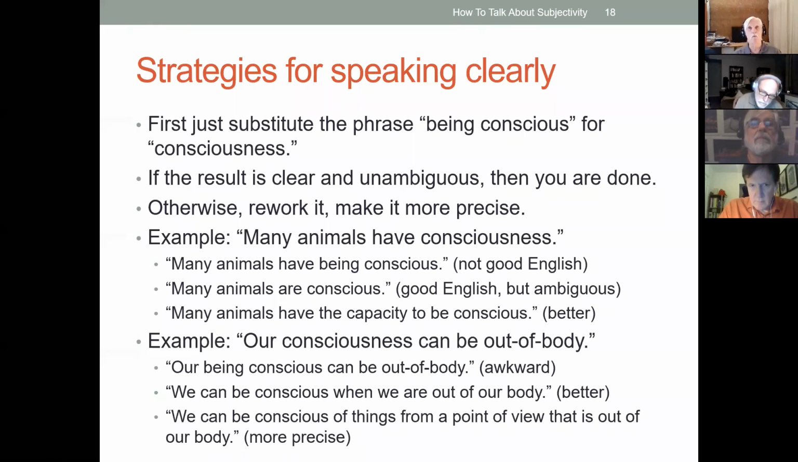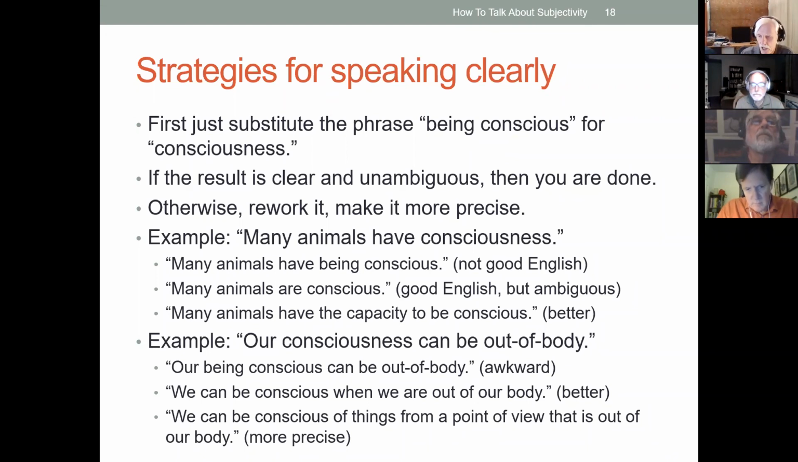So what I want to do is suggest strategies for speaking clearly. And the strategy is this. First, substitute the phrase being conscious for consciousness. Whatever sentence you have, take away the term consciousness and say being conscious, or take awareness and say being aware. If the result's clear and unambiguous, then you're done. Otherwise, rework it and make it more precise.